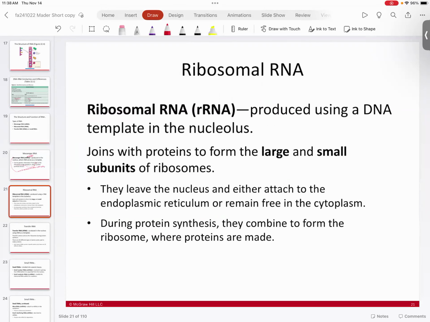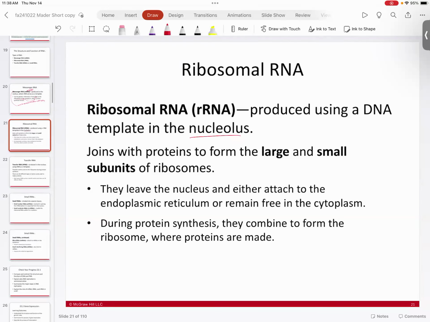Now, ribosomal RNA is also the same way. You're going to find this aggregated in those central structures in the nucleus called the nucleolus. This is actually a structural component of ribosomes. So you'll see this forming both the large and the small subunits of the ribosome. And so it'll leave the nucleolus, and then it'll form the structural component. So the ribosome is actually a component of both protein and ribosomal RNA.